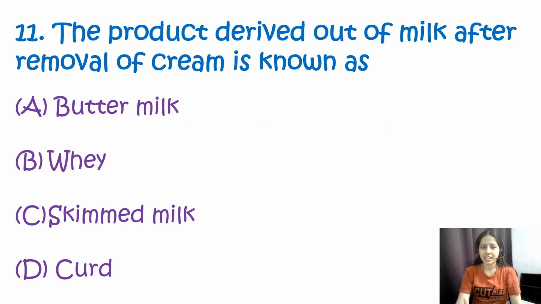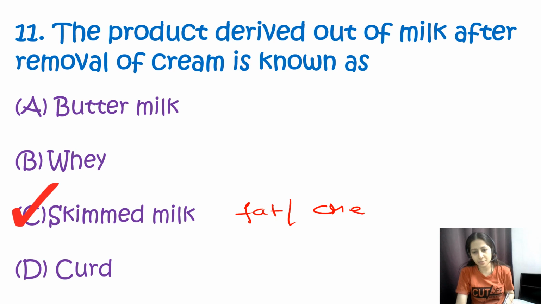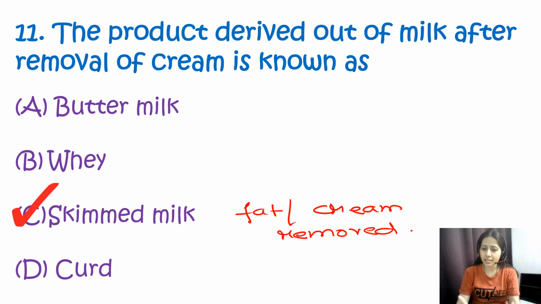So over here my correct option is C, that is freeze drying. Question number 11. The product derived out of milk after removal of cream is known as buttermilk, whey, skimmed milk and curd. So over here my correct option is C, that is skimmed milk. We know that skim milk is the type of milk from which almost all the fat, all the fat or cream, has been removed, which results in a low fat content compared to whole milk. So over here my correct option is C.